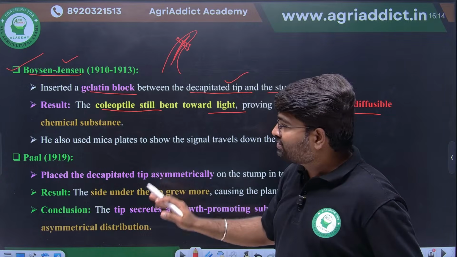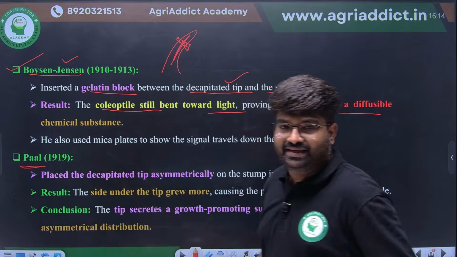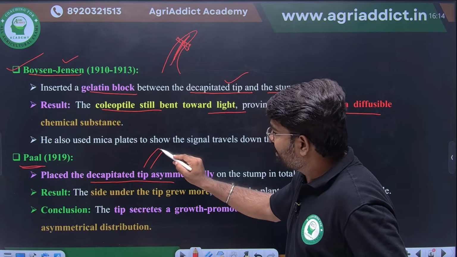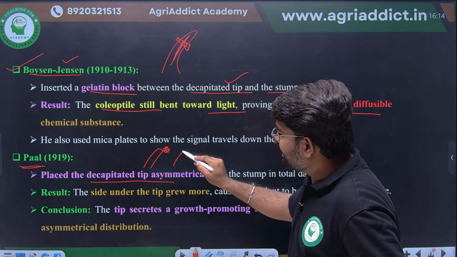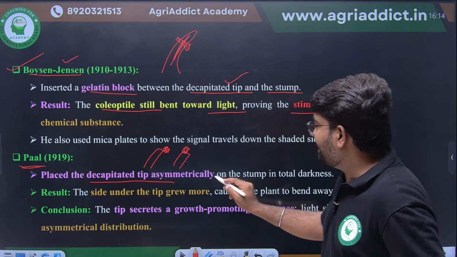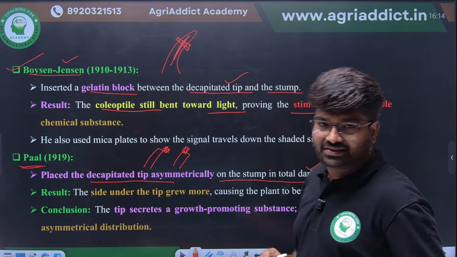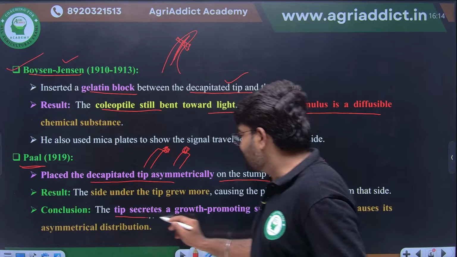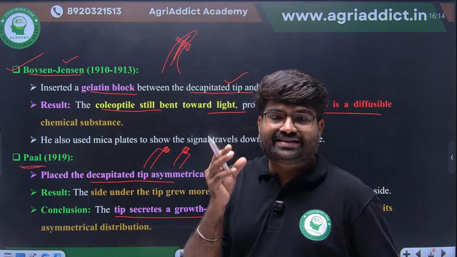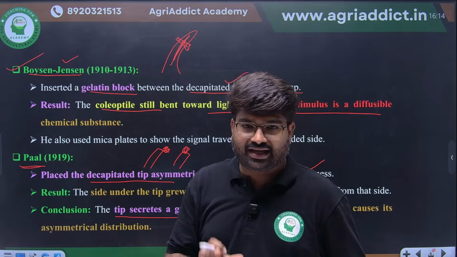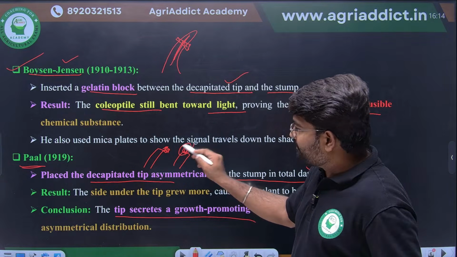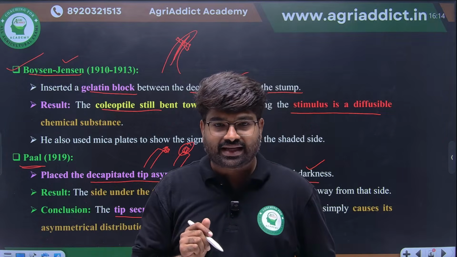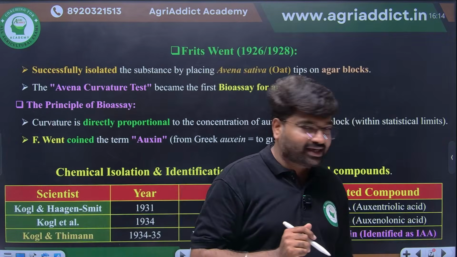Another most important experiment is Paal's. He placed the decapitated tip asymmetrically on the stump in total darkness. The conclusion is that the tip secretes a growth promoting substance, which is responsible for the asymmetric distribution of auxin and hence the bending.